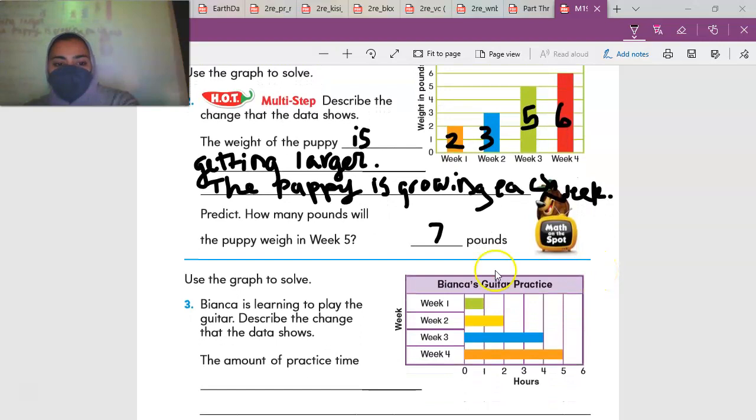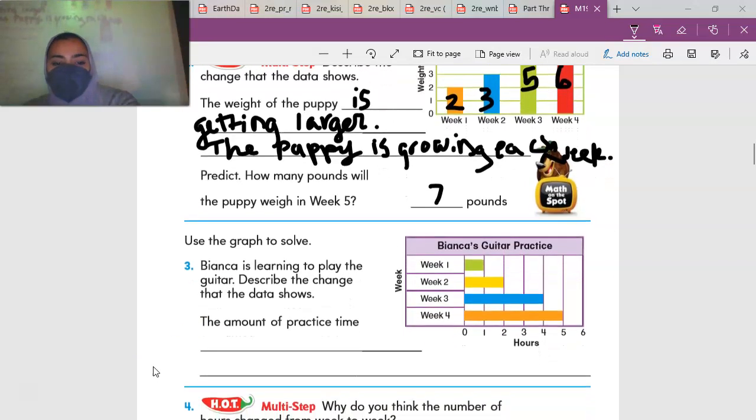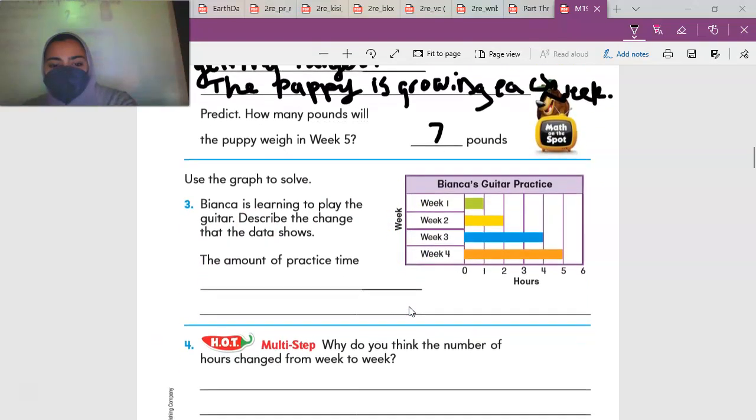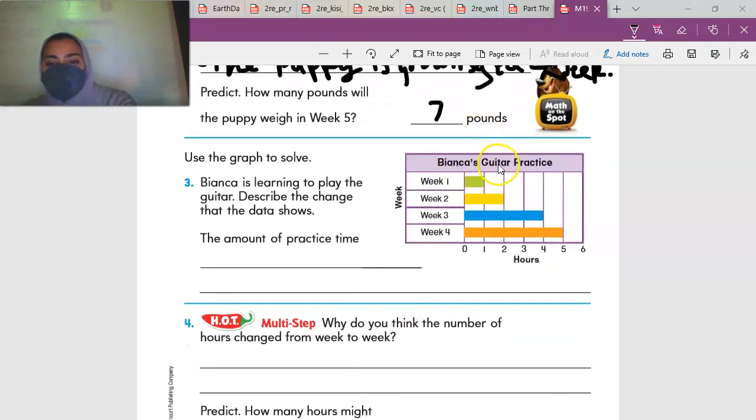All right. Use the graph to solve. Bianca is learning to play the guitar. Describe the change that the data shows. So it says Bianca's guitar practice. She practices each week for how many weeks? For 4 weeks. And does it measure by the minute or by the hour? Look where the number scale is. It says hours. It measures how many hours she practices each week.